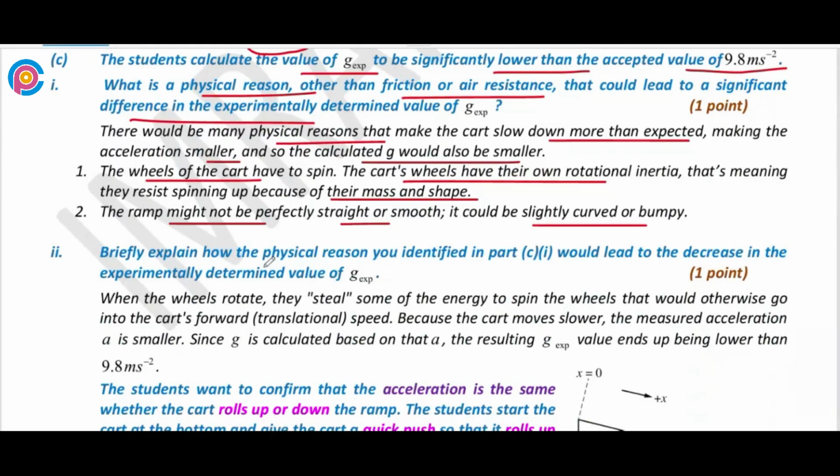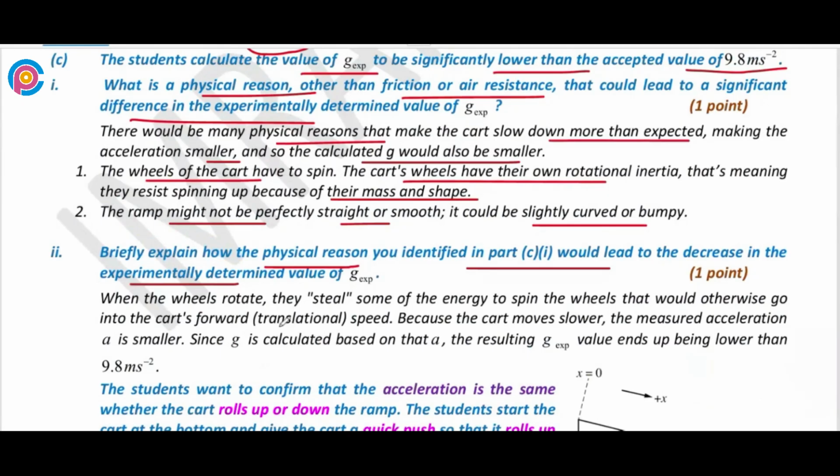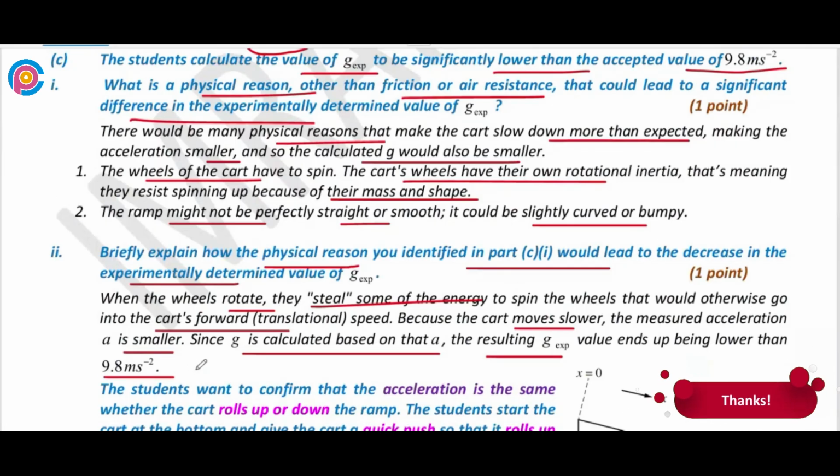Now explain the physical reason you identified in part C1 that would lead to a decreased experimentally determined value of g. What's the reason behind how we can say the moment of inertia will cause this? When the wheels rotate, they take some of the energy to spin, energy that would otherwise go to the cart's forward translational speed. Because the cart moves slower, the measured acceleration a is smaller, and since g is calculated based on a, the resulting experimental value ends up lower than 9.8. So that's the physical explanation for why the value of g is less than the expected value.